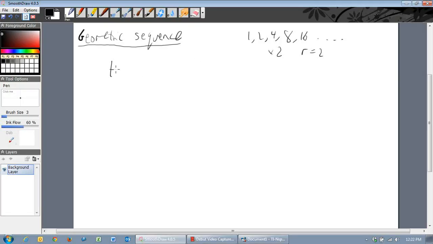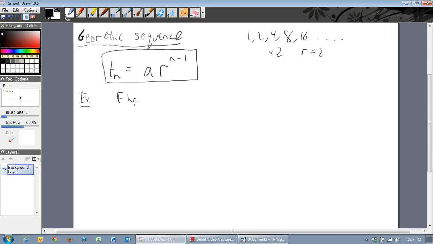I'll show you this in class, but basically the nth term of any geometric series will be a, the first term of the sequence, times the ratio r to the power n minus 1. And so that's the important formula here, to figure out any term in a geometric sequence. So let's just go straight to an example, not much to this.